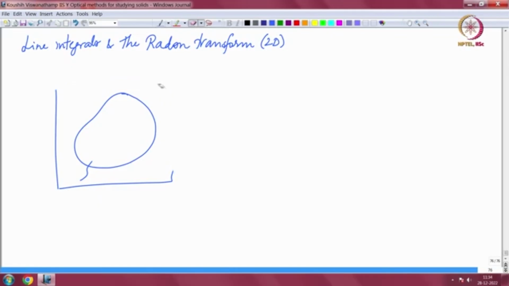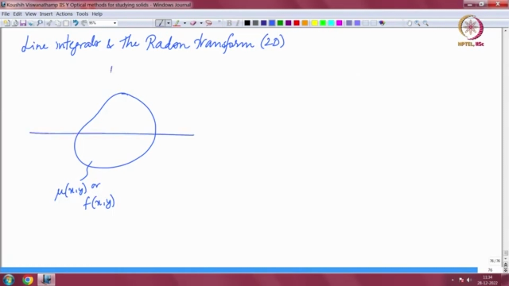So, I will leave out this bounding area because it is all 0 there. So, this is our field mu of xy. We will actually refer to it as f of xy, just so that we can relate back to the Fourier transform. Good. Okay. So, when you take a projection, let us now draw some axis for concreteness.